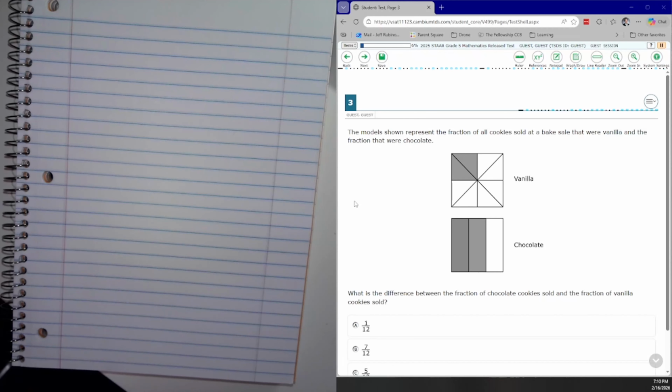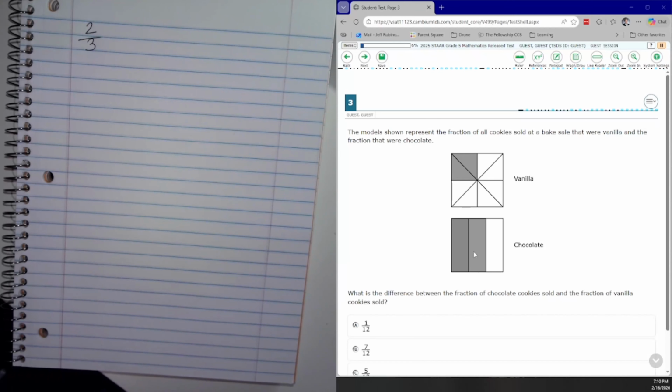Focus on question 3 of the 2025 5th grade math STAAR test. We always look at the question first, and it says, what is the difference between the fraction of chocolate cookies sold and the fraction of vanilla cookies sold? So here are our models, and we have chocolate, which is 2/3.